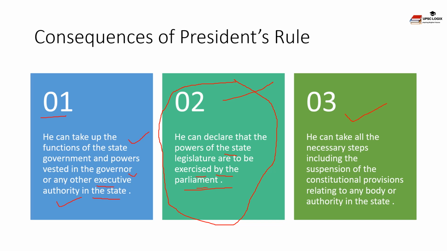And number three is he can take all the necessary steps, including the suspension of the constitutional provisions relating to any body or authority in the state. So he could actually suspend the constitutional provisions that are related to any authority in the state. And therefore, when the president's rule is imposed in a state, the president dismisses the state council of ministers headed by the chief minister. So this is the reason why he can dismiss the state council, including the chief minister.